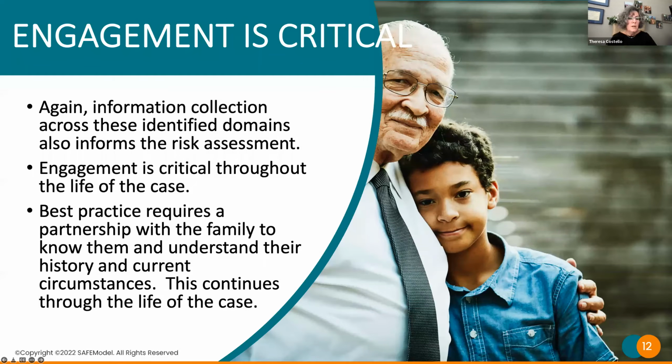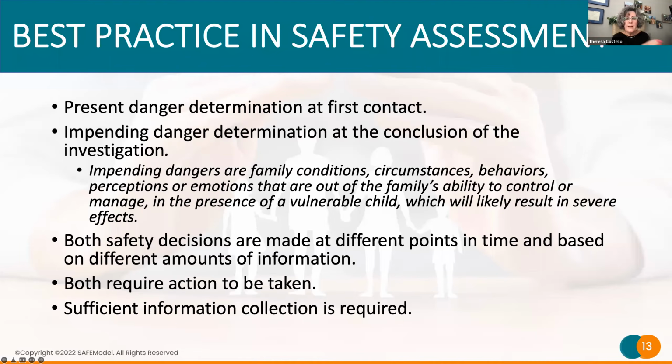Best practice in safety assessment. As we go along, in terms of thinking about the life of a case, I already talked about the present danger, that very first decision we make at first contact. As we continue our investigative process and we gather more information in those domains that I mentioned, we come to a conclusion about impending danger. And impending danger, again, in the italicized paragraph in the middle, here we're looking at family conditions, circumstances, behaviors, could be the parent's perception, their emotions that are not within the family's ability to control and manage.